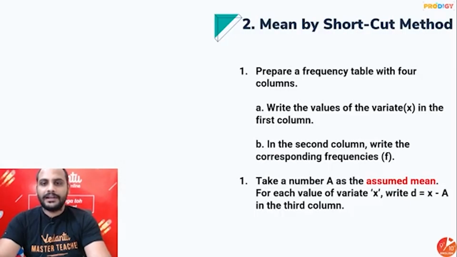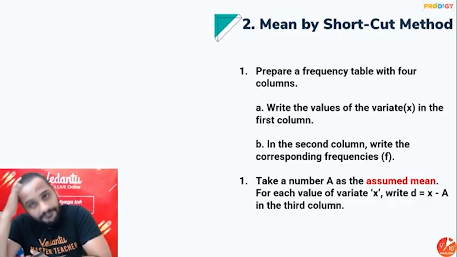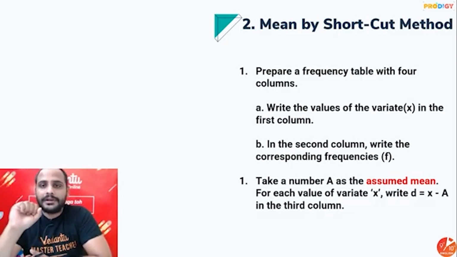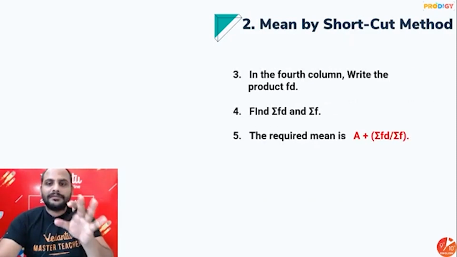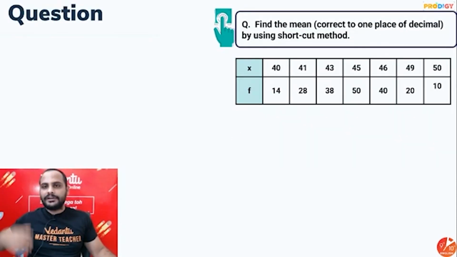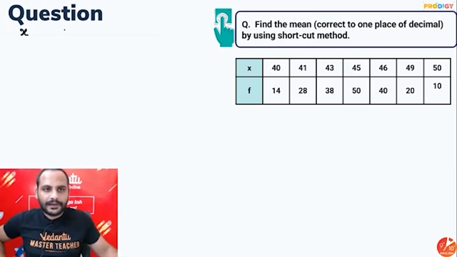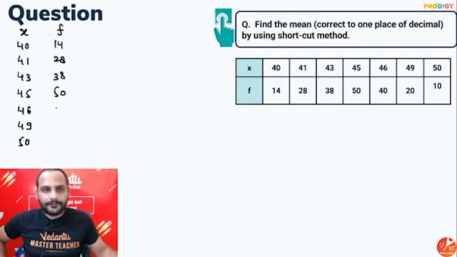Okay बच्चों, ठीक है. Next thing is the mean by shortcut method. Let's move ahead. अब देखो, everywhere it's all about making the table. Here in the shortcut method, I'll explain to you with the help of a question. Values of x are given to you and frequencies are also given. x: 40, 41, 43, 45, 46, 49 and 50, let's say. And here f is 14, 28, 38, 50, 40, 20 and 10.